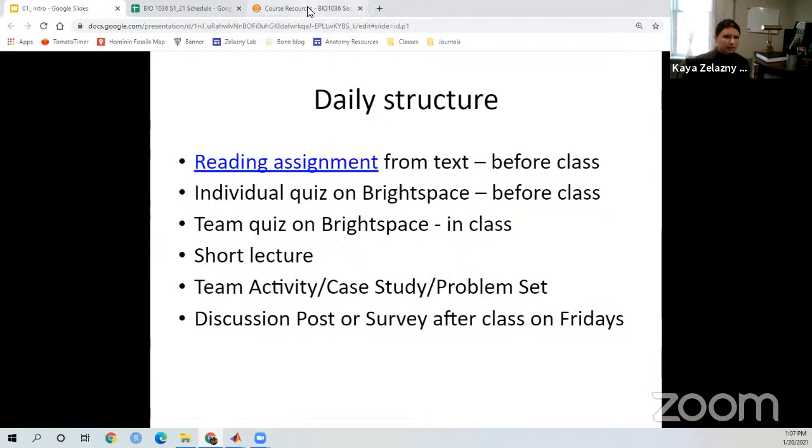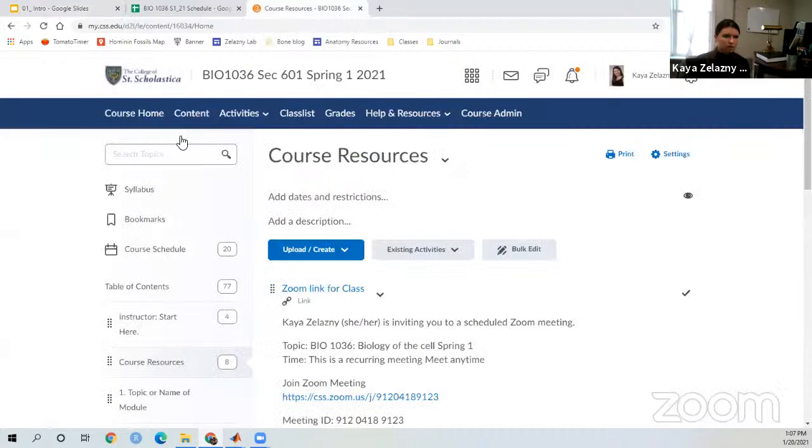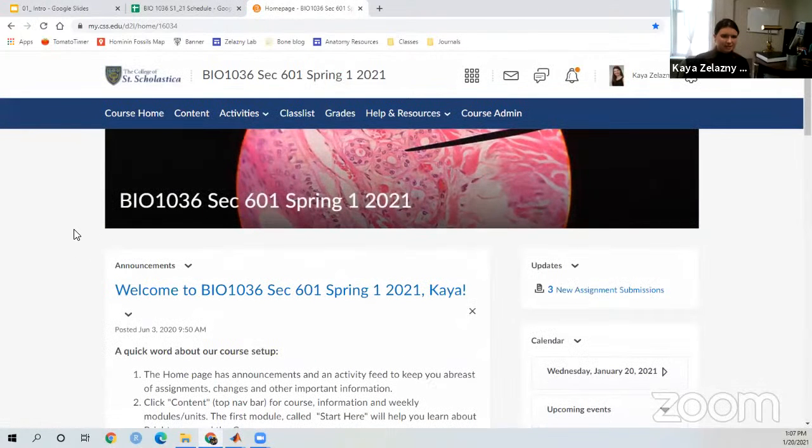Okay. Let's take a quick tour around Brightspace, because I know one of the things that's sometimes difficult is I hear different professors structure things differently. So we're going to just walk through where you can find everything here. Okay, so this is our Brightspace, our course home. And the way I would like you to access things is through this content tab.